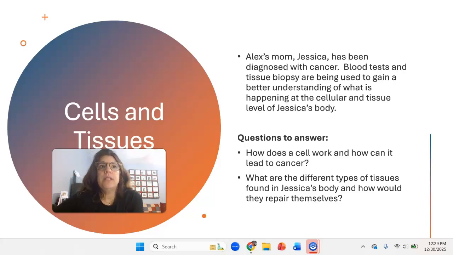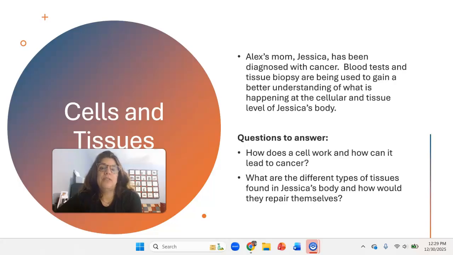This unit, we're going to look at cells and tissues. So cells are the building blocks of living things. In order to be considered a living thing, you have to have at least one cell. We have trillions of cells. A bacteria, however, is only one cell. So cells are the very basic unit of structure, and they're the basic unit of function in our bodies.